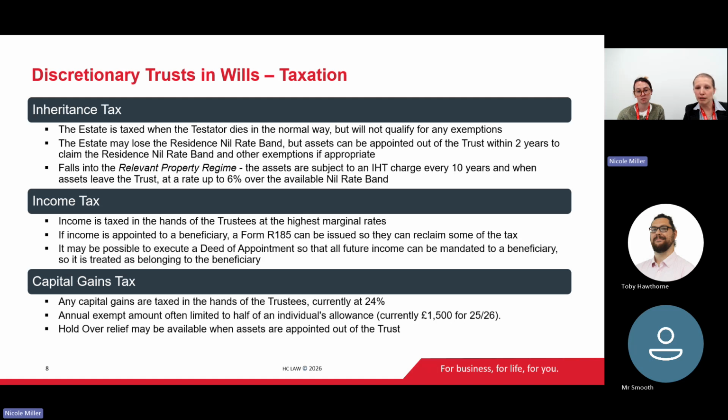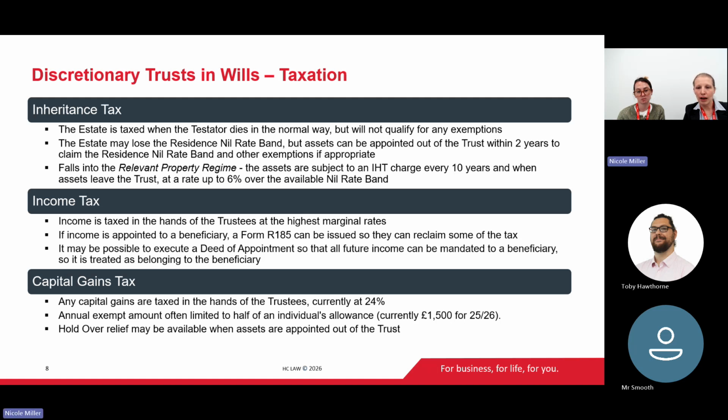Likewise, depending on the terms of the trust, it might be possible to execute a deed of appointment so that any future income is mandated to the beneficiary, and then it's treated as belonging to the beneficiary in a similar way to the life interest trust. But to ensure that the trustees retain that flexibility over the income, it's normally recommended to use a revocable deed of appointment so that at any point in the future, the trustees can revoke that entitlement to the income and maybe apply it to someone else or keep it within the trust itself.